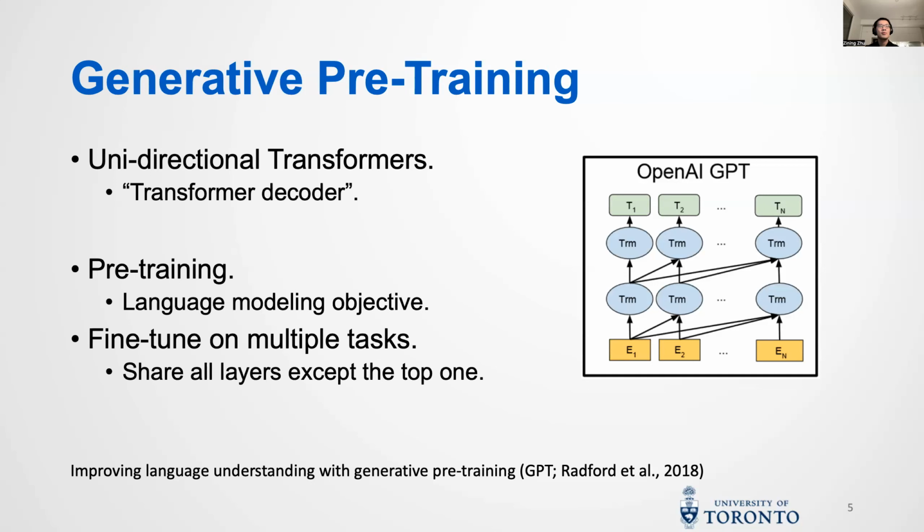How was GPT trained? GPT was trained on two objectives. The first one is the language modeling objective. You already know that from the previous lectures. And the second one is fine-tuning on multiple tasks. In each fine-tuning, they attach an additional linear layer on top and allow the fine-tuning to optimize all the neural network parameters at the same time.